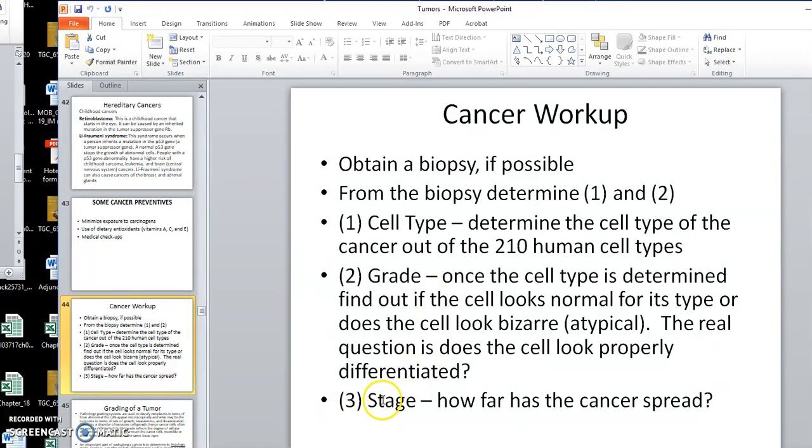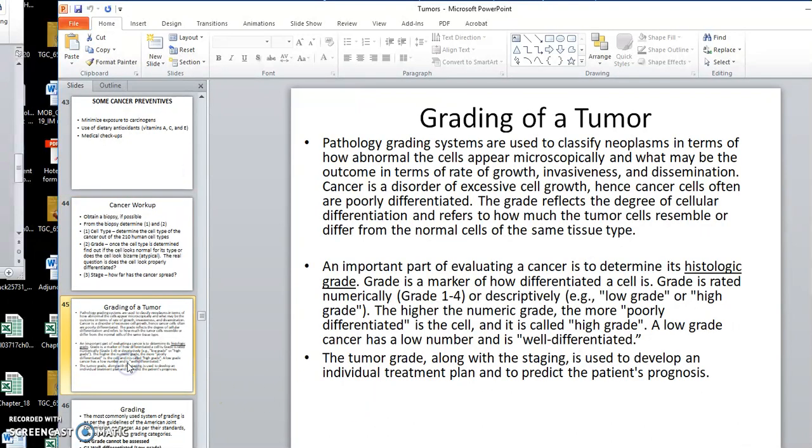The stage takes a while. The stage is how far the cancer has spread at this very moment. So that's when you have to look at other areas of the body. Remember metastasis. Okay. So the grading of a tumor, you can read this, is how bizarre it looks.